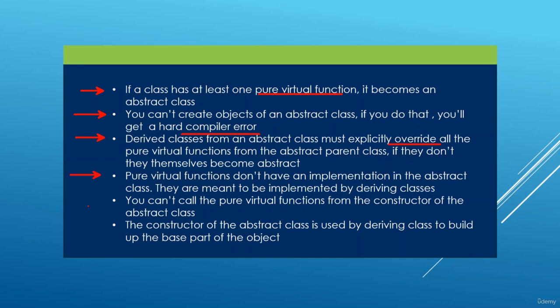Another thing you can't do is call the pure virtual functions from the constructor of the abstract class. If you do this, you're going to get a compiler error because we don't have implementations for these things. So this is not going to work. The constructor of our abstract class is used by deriving classes to build the base part of our derived objects, but they are not meant to be used from the outside because we can't really create an object of an abstract class. So now that you know this, we're going to head over to Visual Studio Code and play with this a little more.